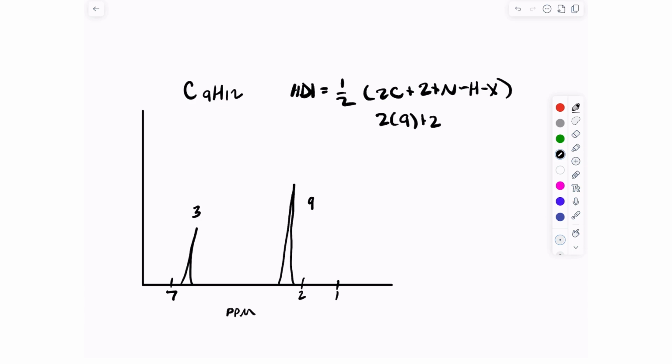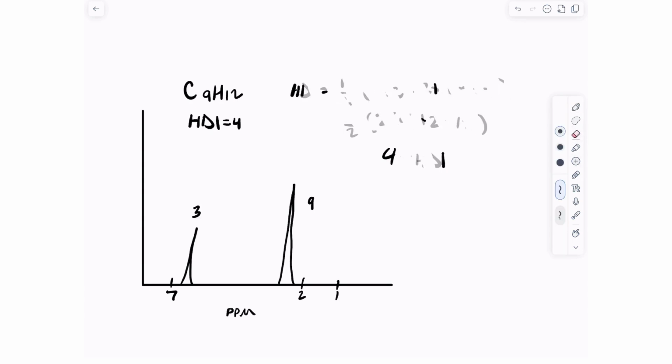So 2 times 9 plus 2 plus, there's no nitrogen, so we're not going to add that. So actually it's going to be minus our hydrogens. And there's no halogens, so we're just going to ignore that as well. All of that times 1/2. So 2 times 9 is 18, plus 2 is 20, minus 12 is 8, divided by 2 is 4. So the HDI for this problem is 4. So let's just keep that up here. And I'll erase this so that there's more room.